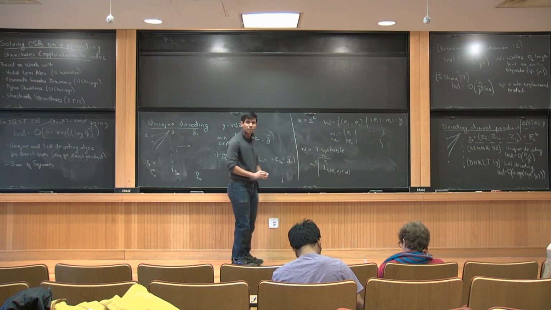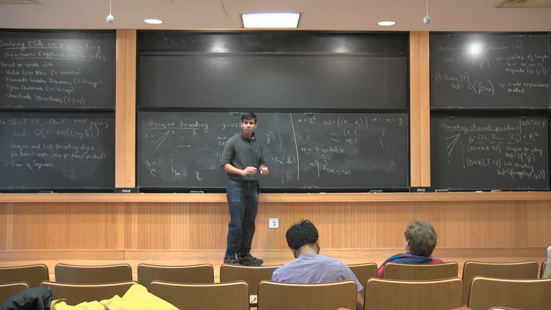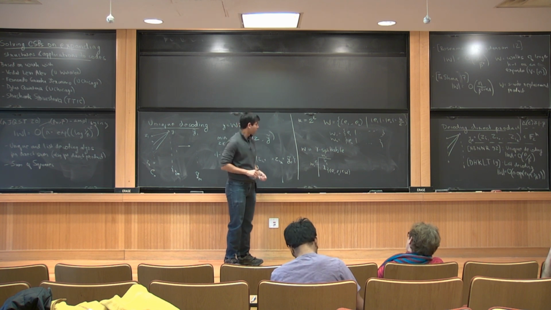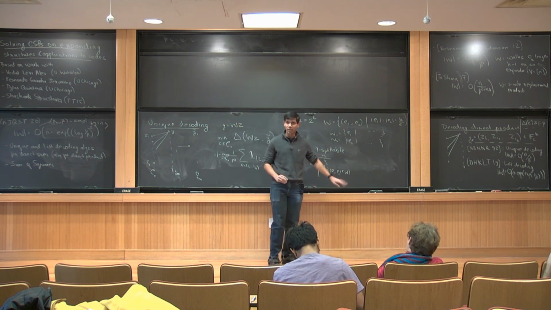This is a very sparse matrix. Sorry? It will be a very sparse matrix, yes. And we'll write this matrix explicitly for expander walks in a minute.